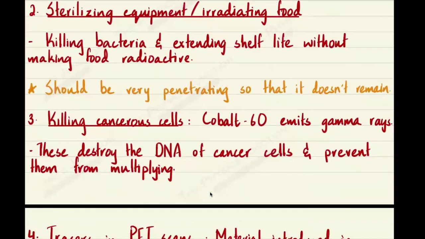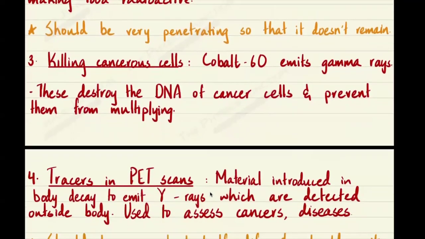Point number 4 is tracers in PET scans. So what happens is that some radioactive source is introduced into the body. This emits gamma rays, and again, you must be able to correlate your knowledge from before with why we are using gamma rays here. Because we want this to be detected outside the body, we want it to be penetrating so that it can basically escape our skin and our flesh and be detected outside by some machine.